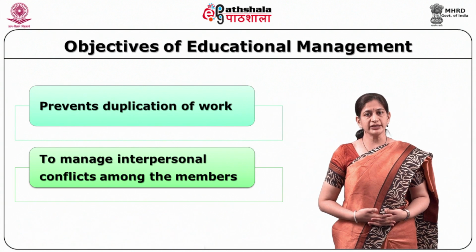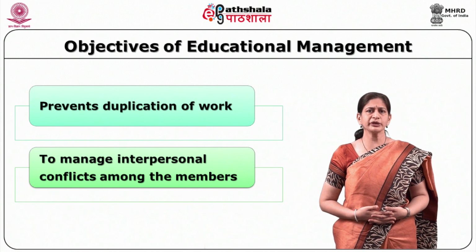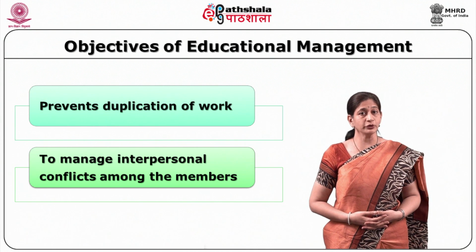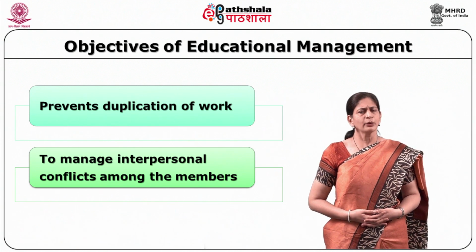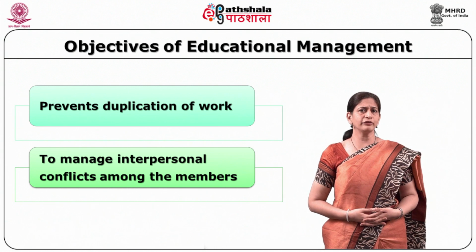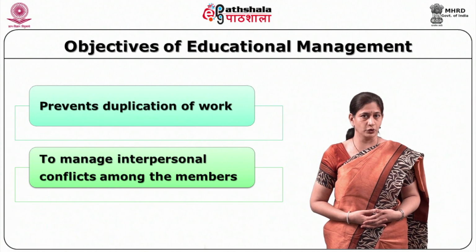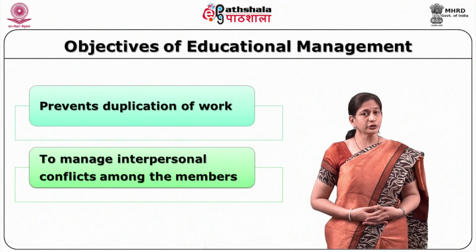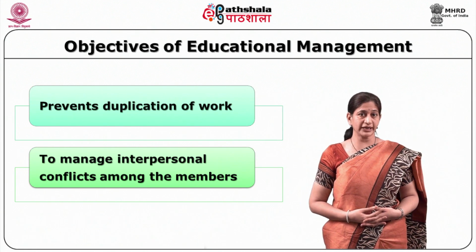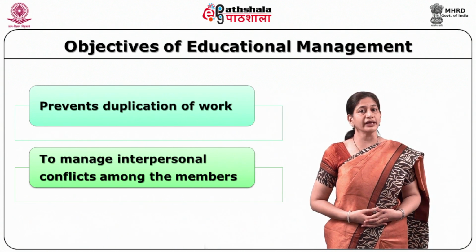We know that an educational institution is a social unit which comprises individual members working together. Every individual member will have their own views, values and beliefs. When working in a group, there might at some point be conflicts which may prove to be a hindrance in accomplishing the goals. Thus, educational management will help to resolve these interpersonal conflicts and not keep them above the educational goals.